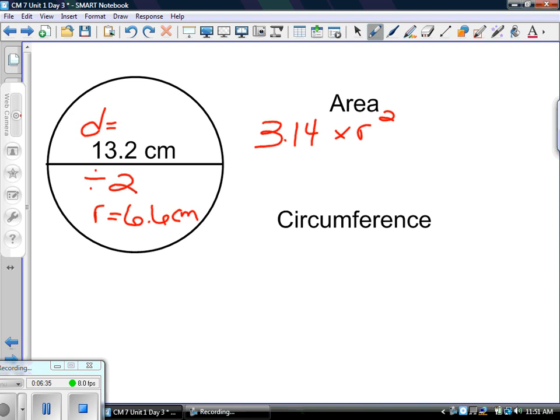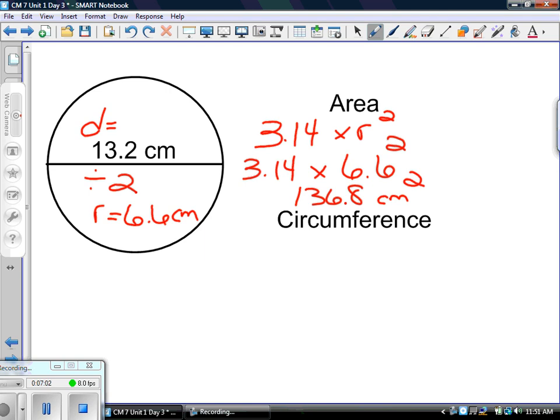Now that we have that 6.6 centimeters for the radius, we can go ahead and use our formula because we have the appropriate information. 3.14 times 6.6, or 6.6 squared. And in that case, at this point I'm going to just work this out, plug this into my calculator, and in that case I get 136.8 centimeters squared.